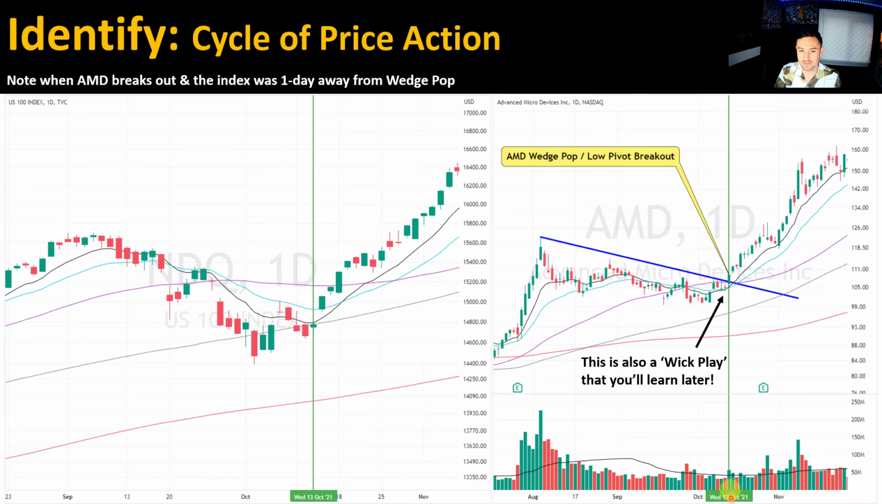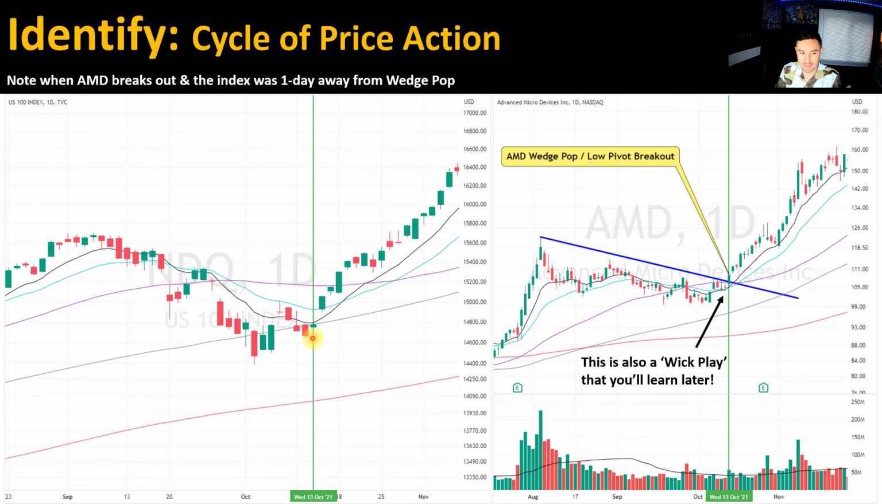It's Wednesday the 13th of October. Do you see how AMD here made a higher low and the index made a higher low coming through here as well? And then the very next day, the index will have its wedge pop, but AMD has its wedge pop the day before, and see how it's reclaimed the 10, 21 and the 50 SMA.